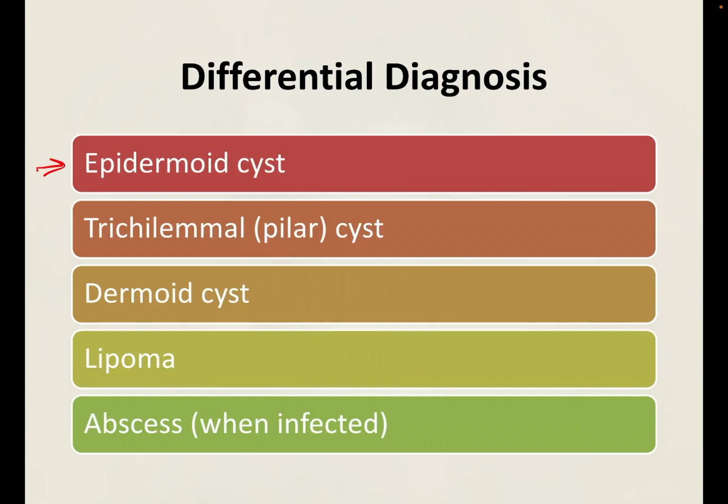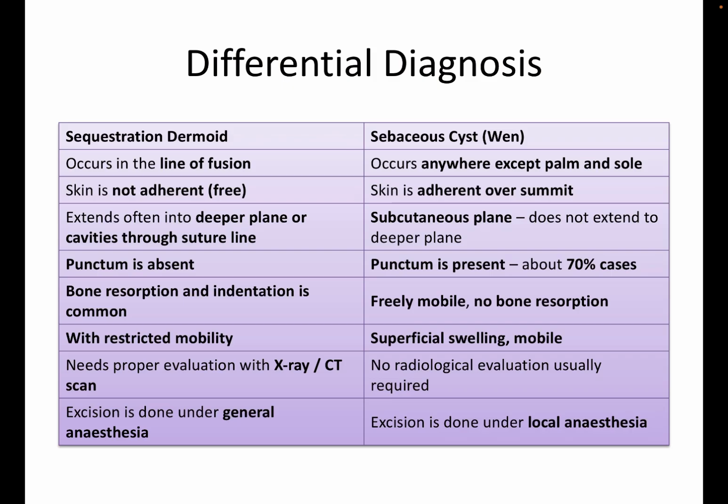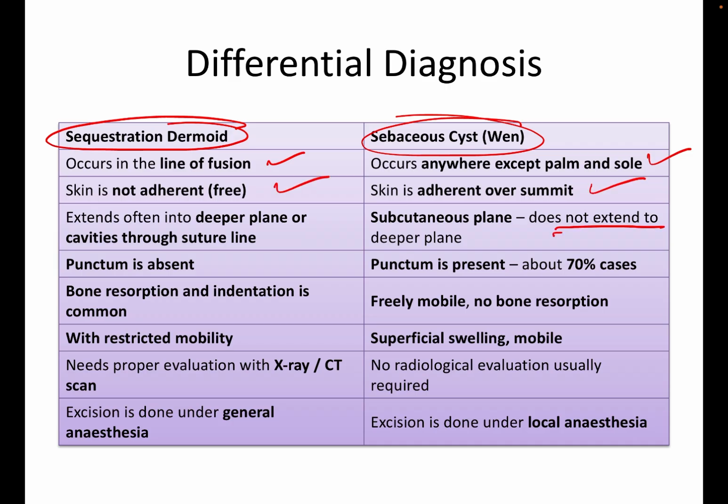The differential diagnosis includes epidermoid cyst, trichilemmal cyst, dermoid cyst, lipoma, and abscess when it is infected. So the differential diagnosis is mainly between a sequestration dermoid and sebaceous cyst. Dermoid occurs only in lines of fusion; sebaceous cyst can occur everywhere except in palms and soles. In sebaceous cyst the skin is adherent, whereas in dermoid it is not. Subcutaneous plane: a sebaceous cyst does not extend to the deeper plane, whereas a dermoid extends.